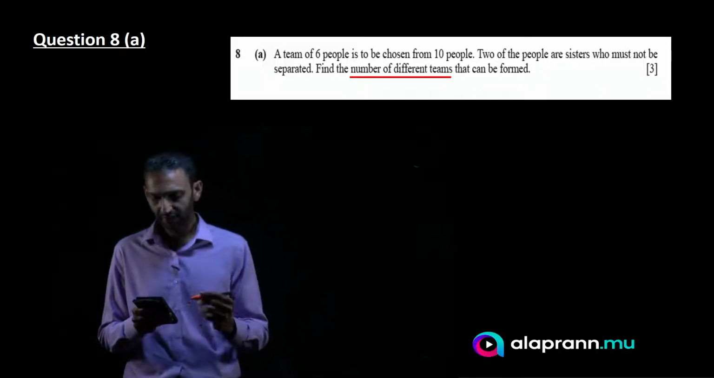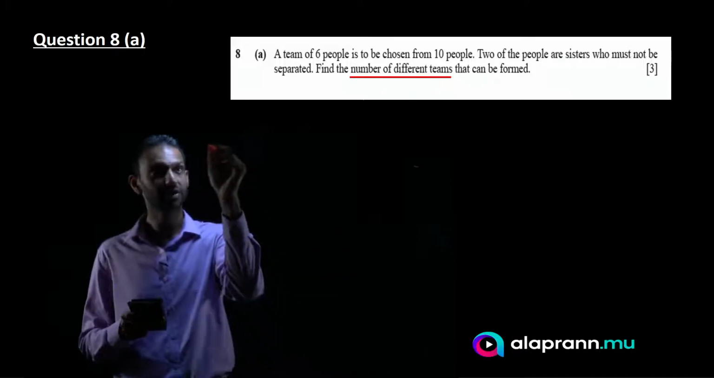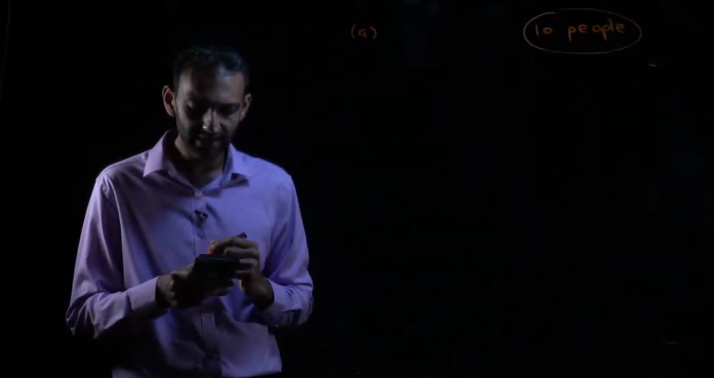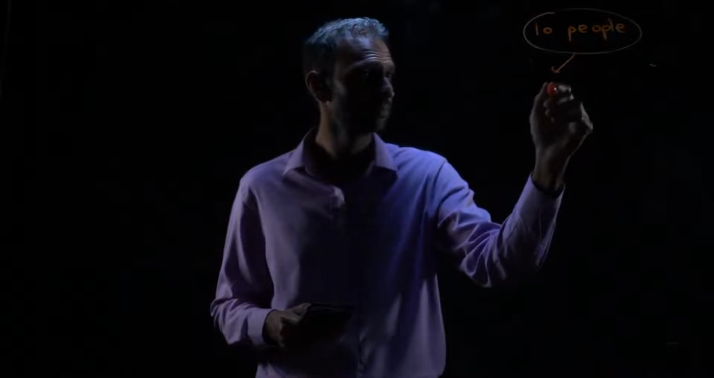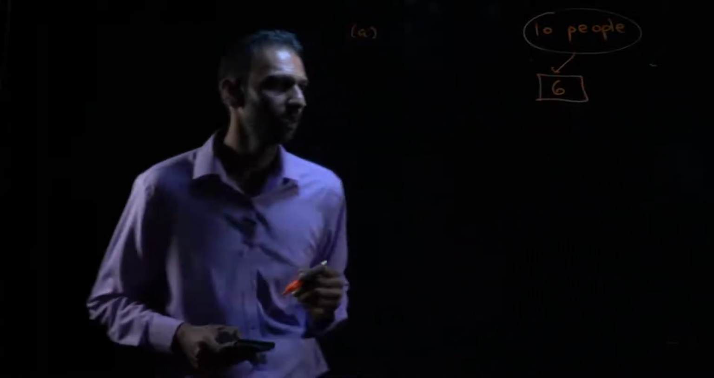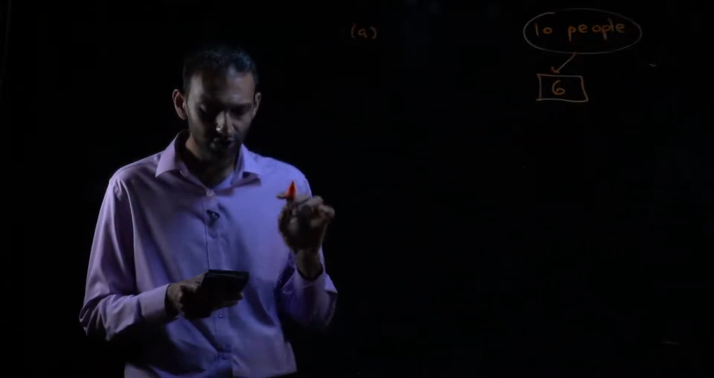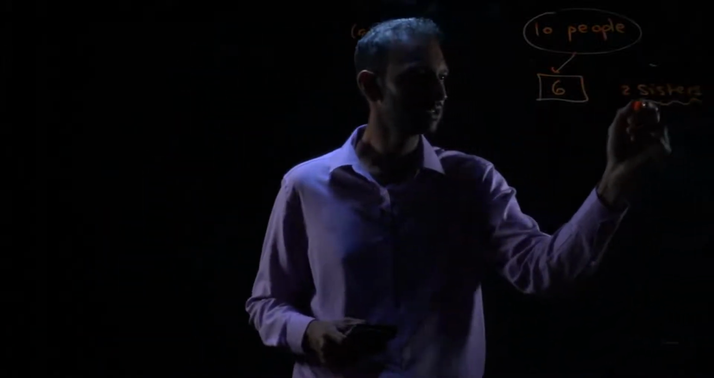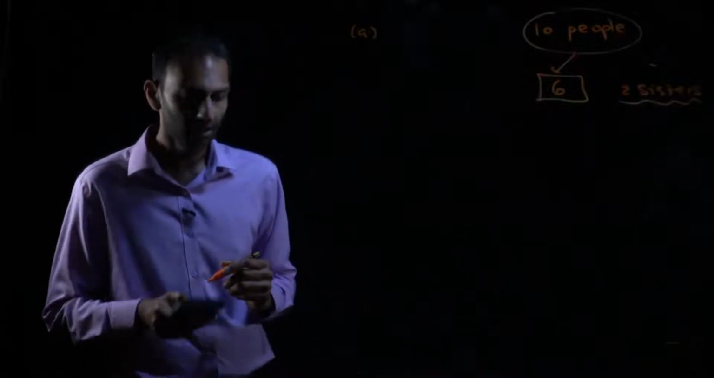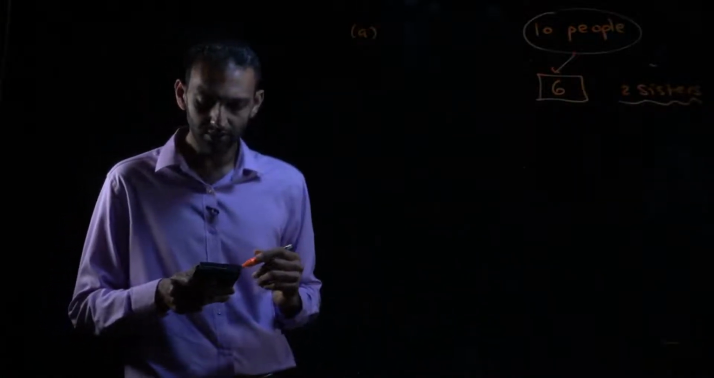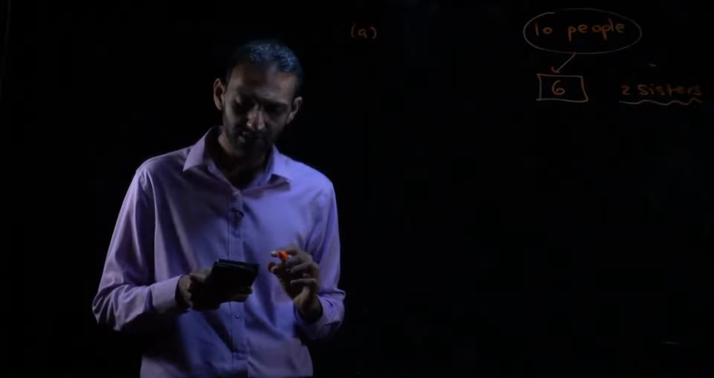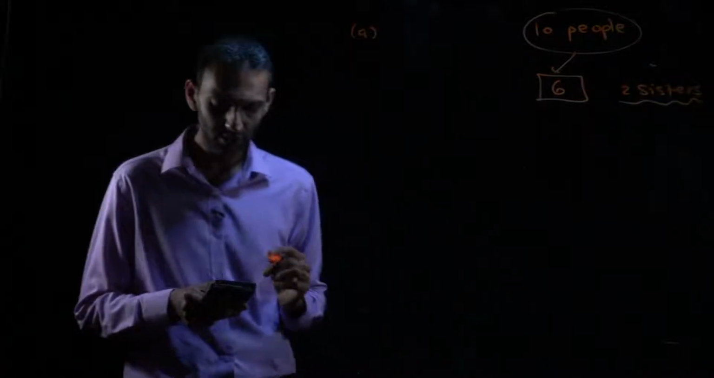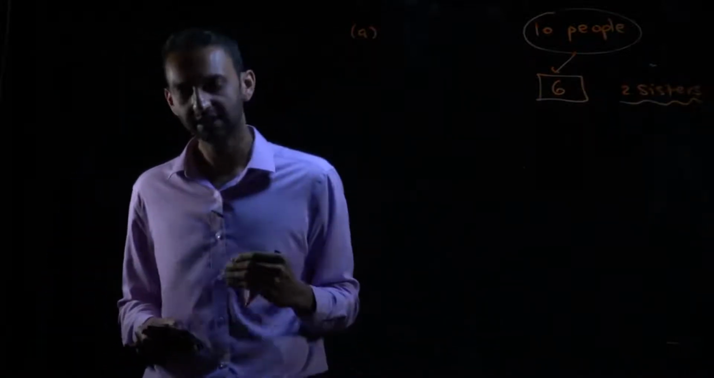Now, we have 10 people. So part A, we have 10 people. And we are trying to build a team of 6 people. Right? We have 2 sisters which should not be separated. 2 sisters that cannot be separated. So the question is, find the number of different teams that can be formed. So first we have to take it step by step.